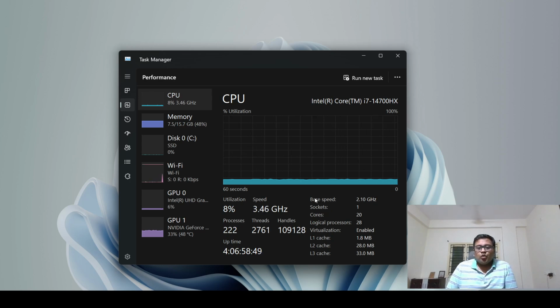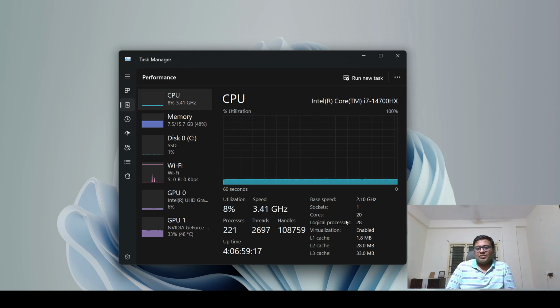Now you can see here two things: base speed as well as speed. That means it is turbocharged, that means it takes extra power. So you can say at least we will get this much clock frequency, and at most we will get this. And this is the real-time number, so it keeps fluctuating, but at most you will get this number, right? Another thing is socket. That means we have only one socket, or one CPU chip, in this machine. That's why sockets is mentioned as one.